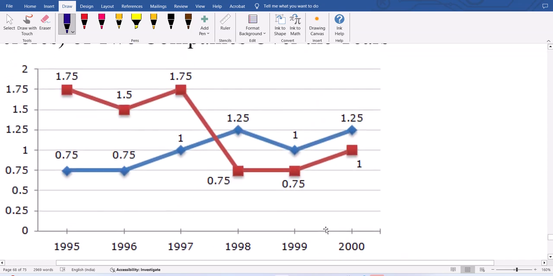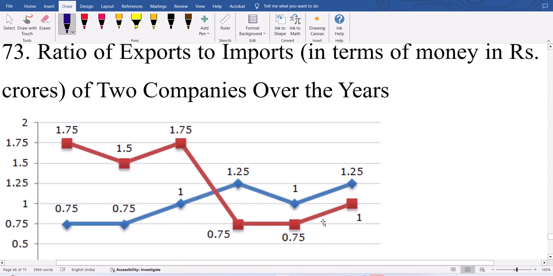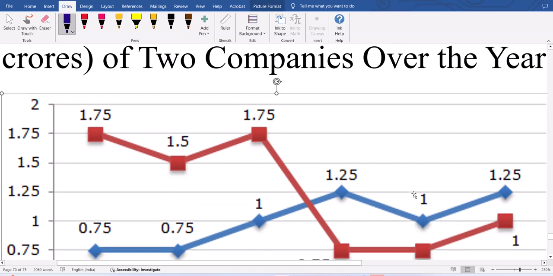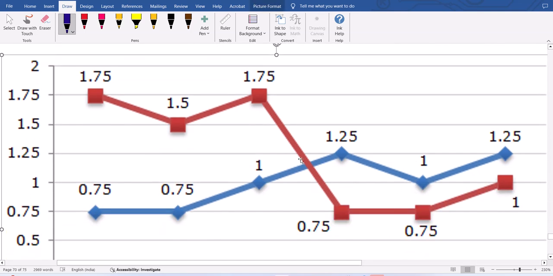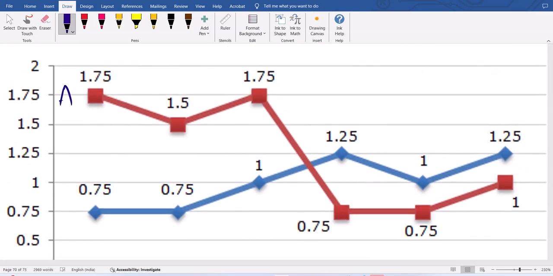Now here the question is, see these values are related to export divided by import. Listen. Export with respect to import is what you can see, 1.75, 1.5. Are you observing those values? 1.75. All this right. The red color is regarding company A, blue is regarding company B.